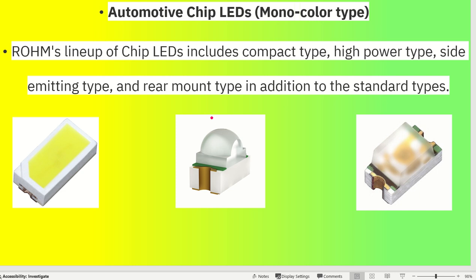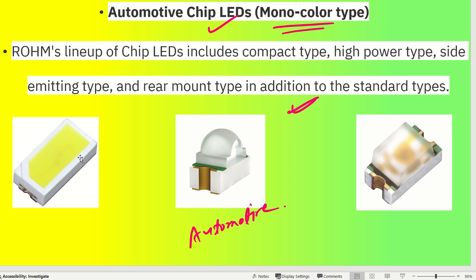As you can see, from ROHM Semiconductor we have automotive chip LEDs, monocolor type. I will be taking this as the example today, and it has a very good lineup of chip LEDs which include compact type, high power type, side emitting type and rear mount type, in addition to all the standard types as well. So even if you want to use standard types, you can use them in the automotive industry also.